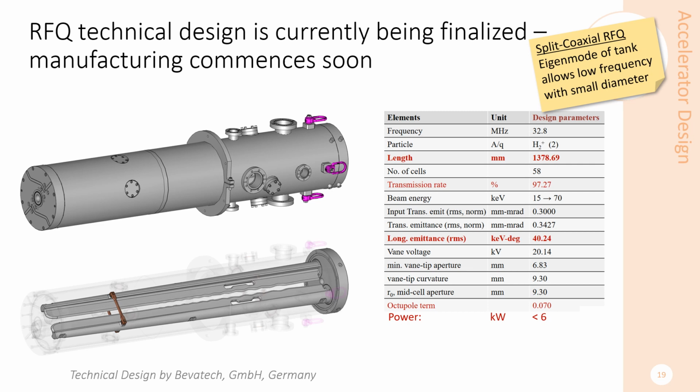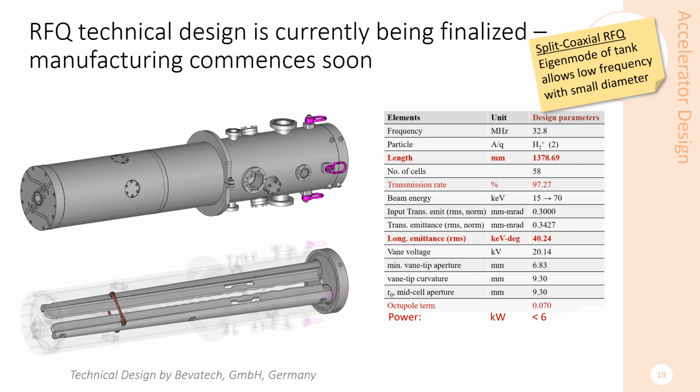I will also highlight some parameters here. First of all, we're running the RFQ at 32.8 MHz, matching the cyclotron frequency. At the same time, the RFQ has to have a very small diameter because we want to embed it inside the cyclotron yoke. This pairing of small diameter and low frequency lends itself well to a split coaxial RFQ design, where the vanes are not attached to the tank walls radially, but are pairwise attached to the entrance and exit flange, as indicated in the CAD drawing here.